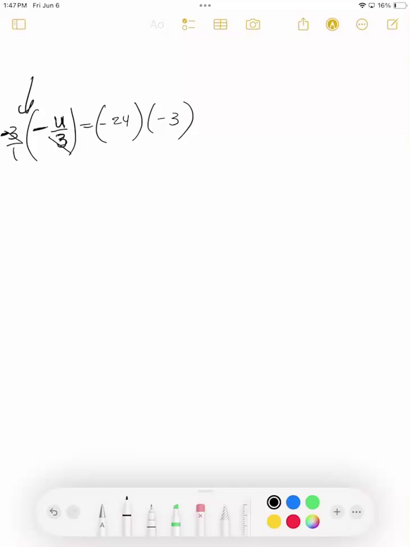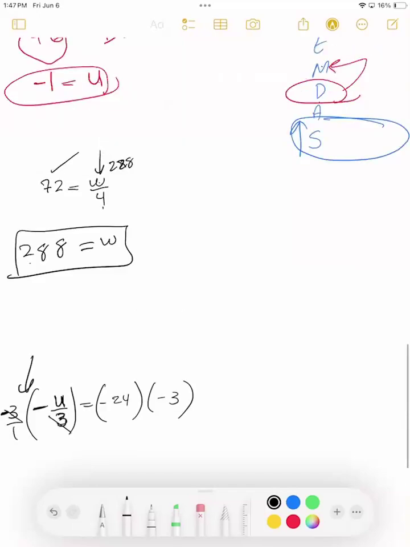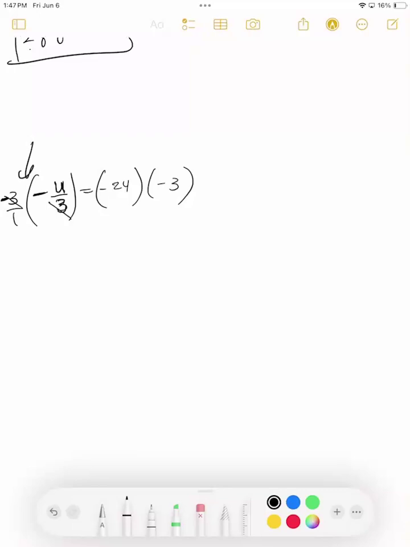So you always figure out what to do to get u isolated. So opposite of division is multiplication. You want to get rid of that 3, multiply by 3. But then you're left with a negative. To get rid of that negative as well, multiply by negative 3, because negative and negative becomes positive. 3 and 3 are gone, you get u. Negative times negative is positive. 3 times 4 is 12. 3 times 2 is 6, and 1 is 7. So the answer is 72.